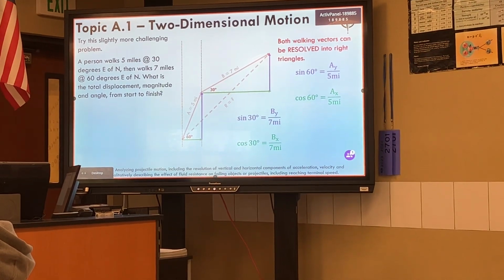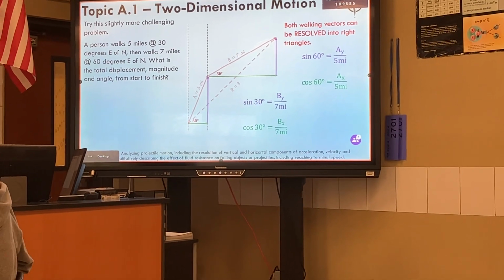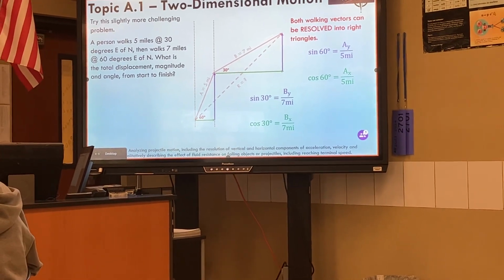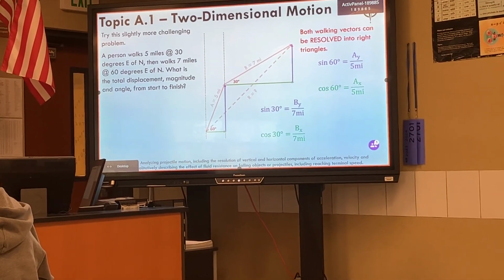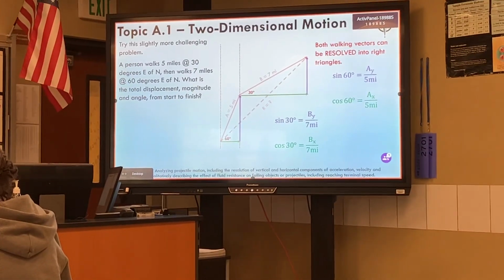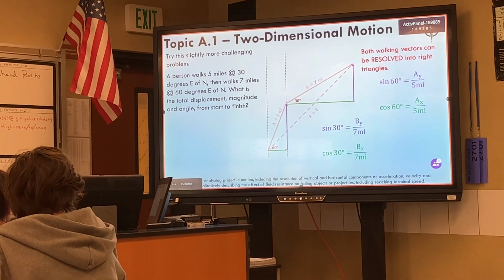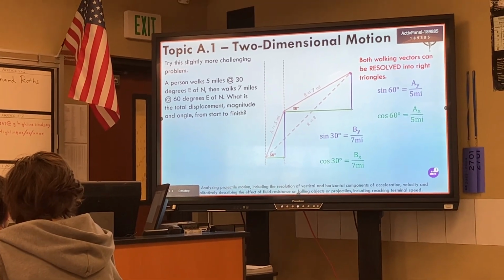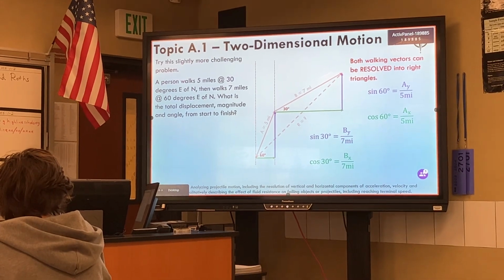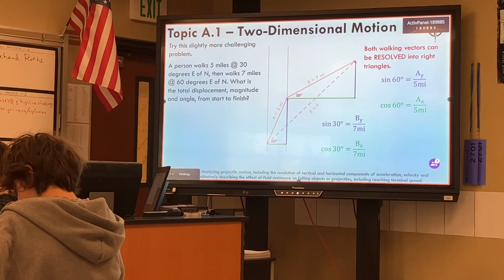You can do it for the second triangle too. So at this point, I want you to find the lengths of the purple and the green vectors. Take a moment to do that. Make sure that everybody at your table agrees with each other, that you get the same answers for Ay and Ax and the same answers for By and Bx.